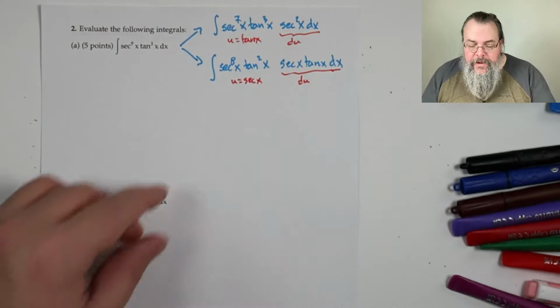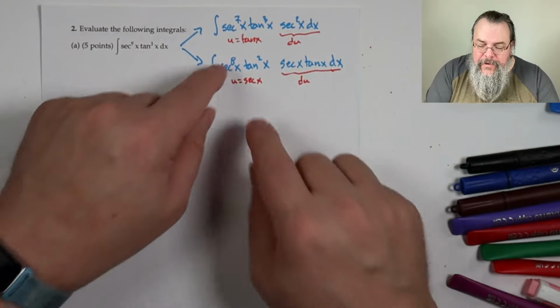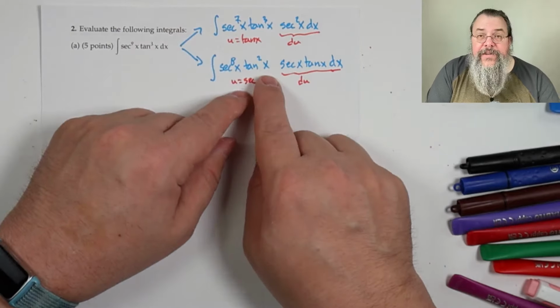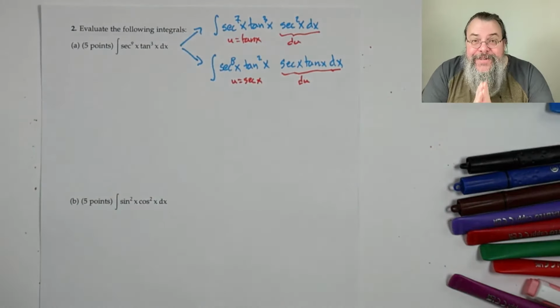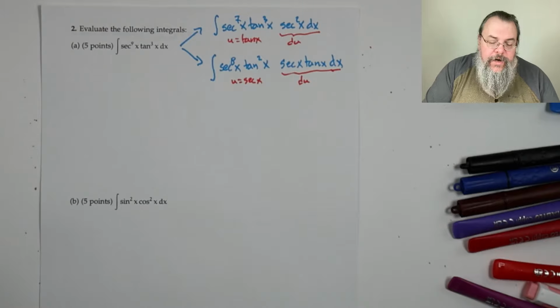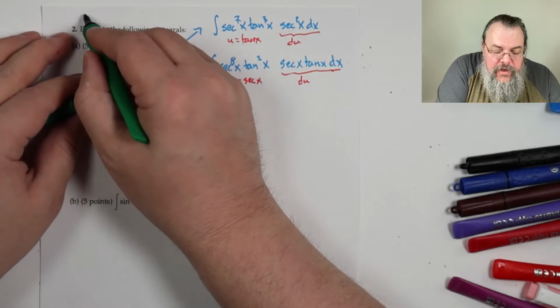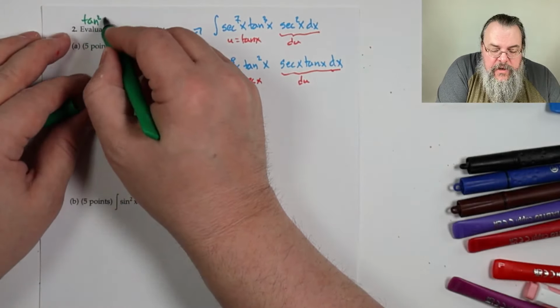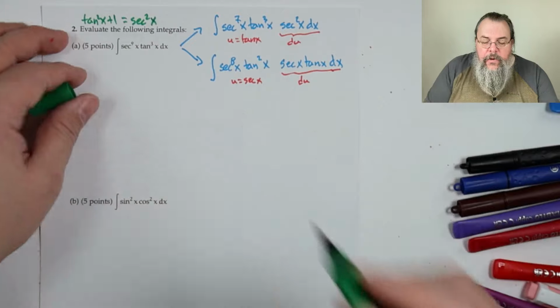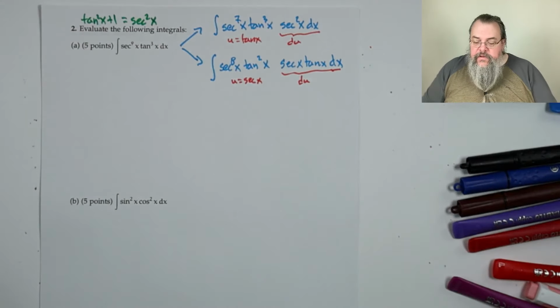Well, you might say, neither is good. You want to put tangents, but that has secants. Here you want to put secants, but that has tangents. Now, here's the cool thing. There's this lovely fact, and we'll write it down: tangent squared plus 1 is equal to secant squared.